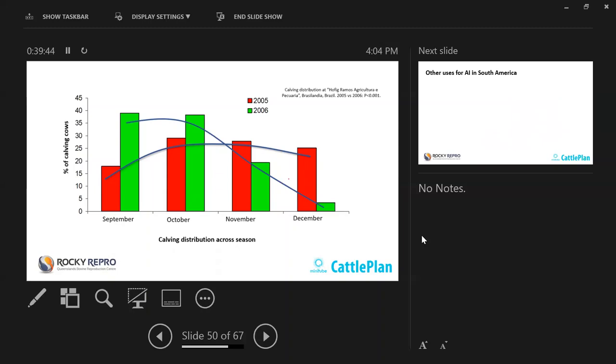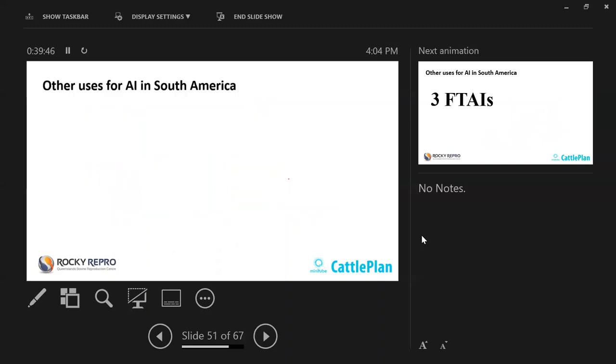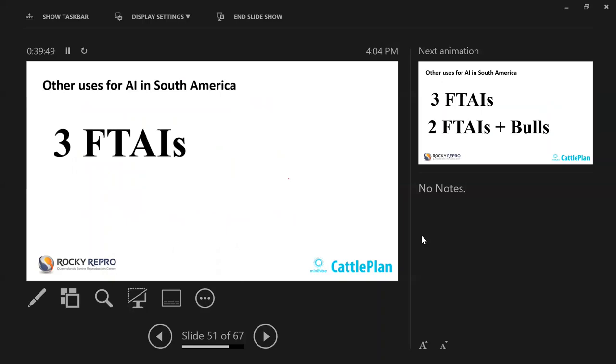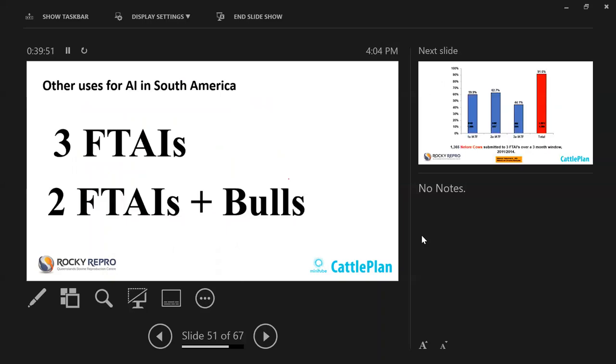So it really tightened up and changed the shape of their herd. Some of the other uses in South America for fixed time AI is resynchrony. So they'll do several rounds of AI back to back for a really tight calving window.